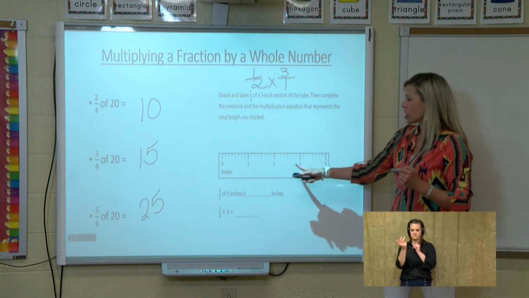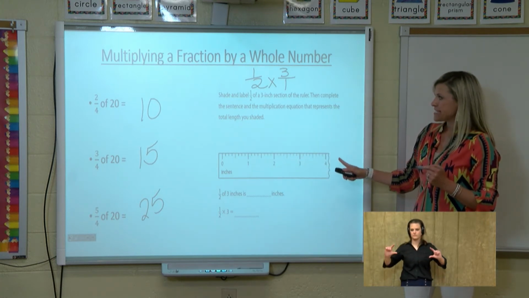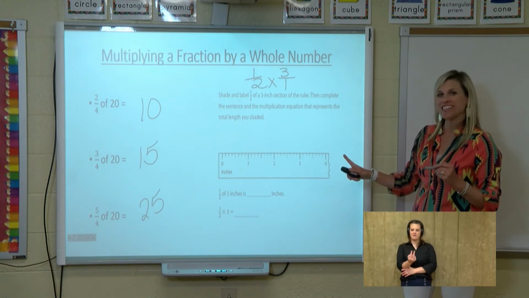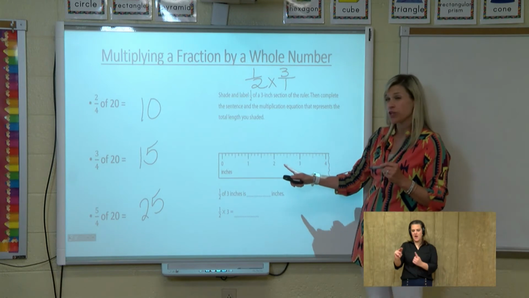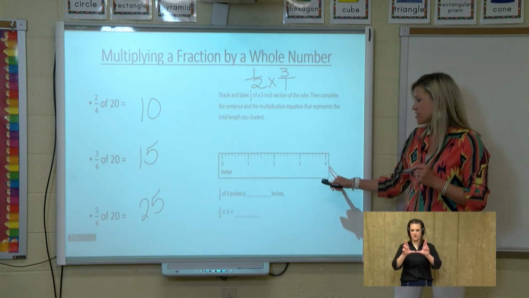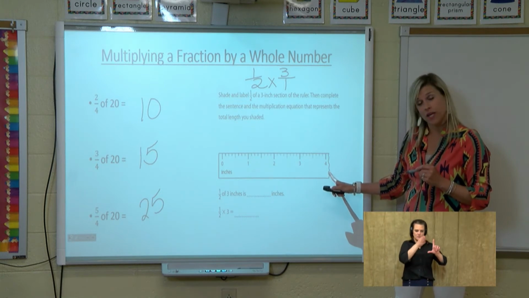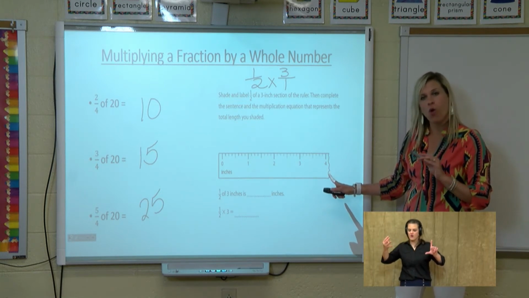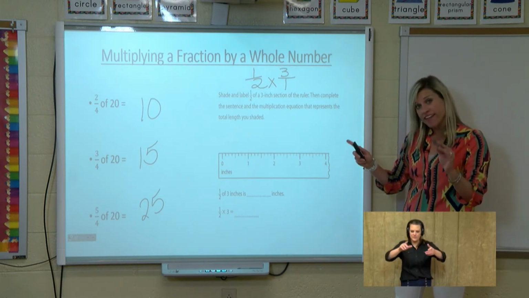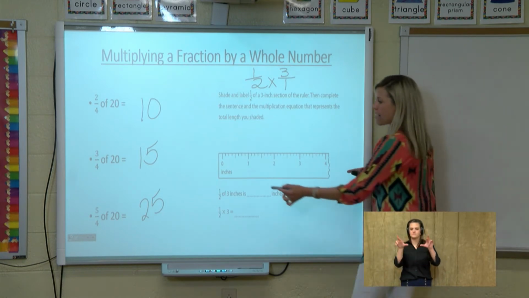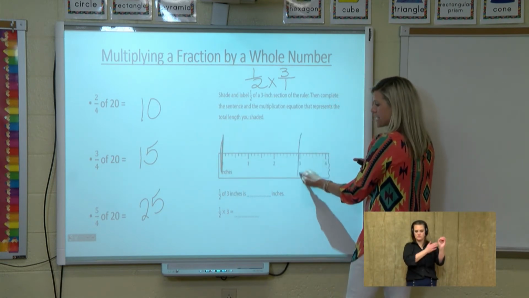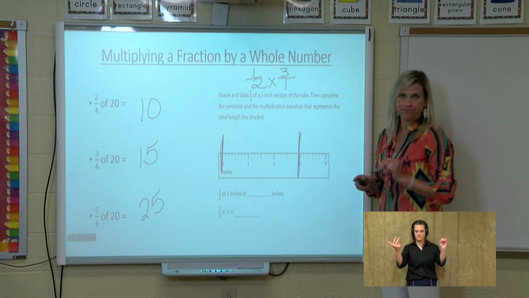So let's take a look at our ruler. It says to shade and label half of a 3-inch section. Now, I tried to confuse you and trick you because this ruler goes all the way up to 4. But remember, number lines are infinite. They go on forever. So we're just going to look at a specific spot on the number line. I'm going to start my number line at 0. There's our 0. And I'm going to end at 3.